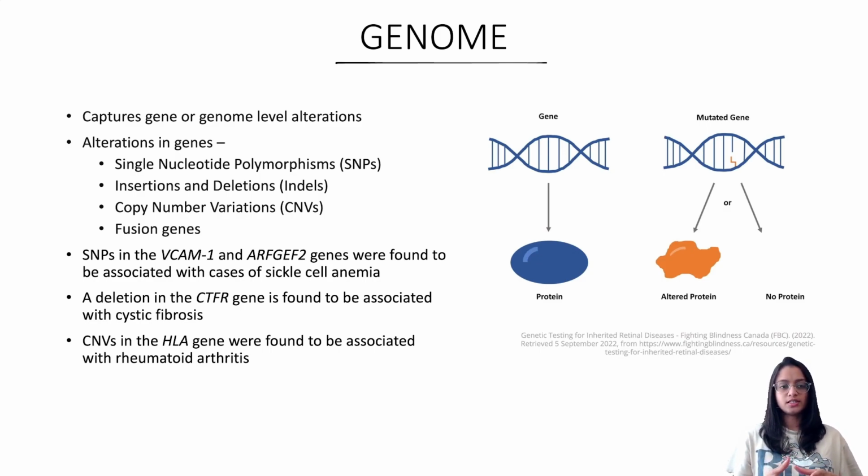The alterations in genes are single nucleotide polymorphisms, insertions and deletions, copy number variations, fusion genes, translocations, and inversions. There are various kinds of alterations that can occur at the DNA level. And it's important for us to study this and identify which are the mutations or alterations that are disease causing. To give you an example, SNPs in genes like VCAM1 and ARF-GEF2 are found to be associated with sickle cell anemia. Similarly, an alteration like a deletion in the CFTR gene is associated with a disease called cystic fibrosis, and alterations like copy number variants in the HLA gene are found to be associated with rheumatoid arthritis.